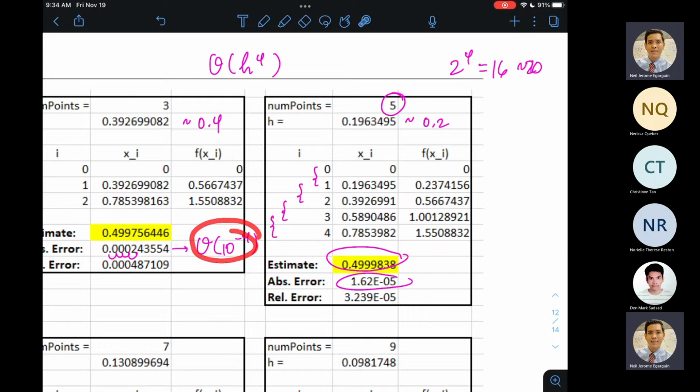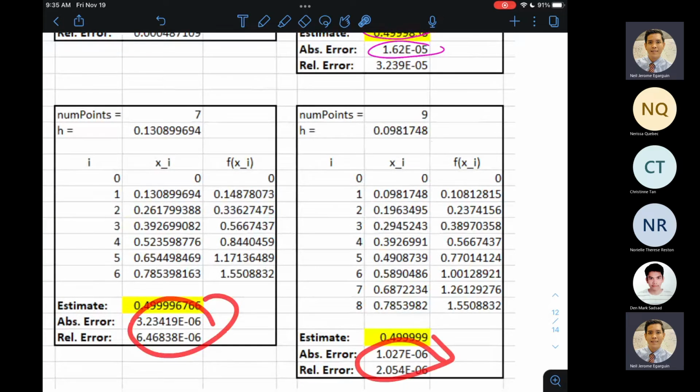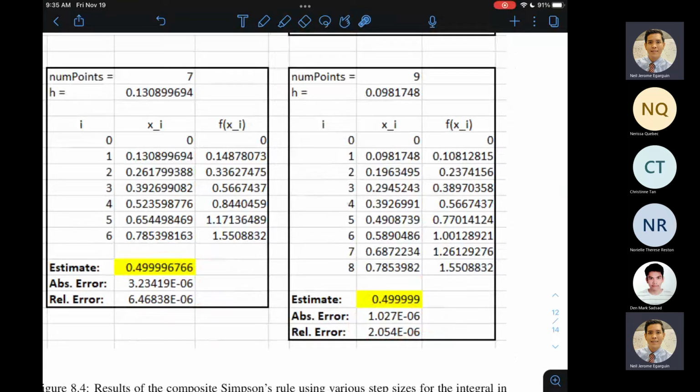Yung error natin ay big O of 10 to the negative 4, pag 3 points yung ginamit natin. Then kapag 5 points na yung ginamit natin, magiging 10 to the negative 5 na yung magnitude niya. So na-divide siya by 10. Yung coefficient dito ay 2.4, yung coefficient dito ay 1.6. Their quotient is around 2. So indeed, na-divide natin yung error by around a factor of 20. Ang in-expect natin ay around 16. And it seems that's the case, right? And then kung makikita pa natin dito, yes, paganda pa siya ng paganda habang dumarami yung points na ginagamit.